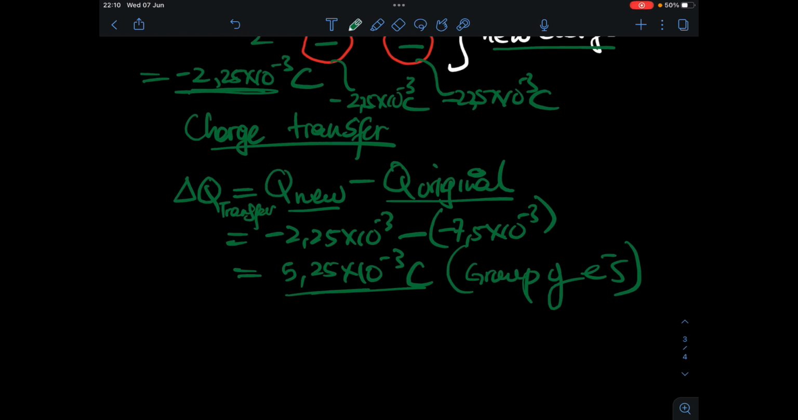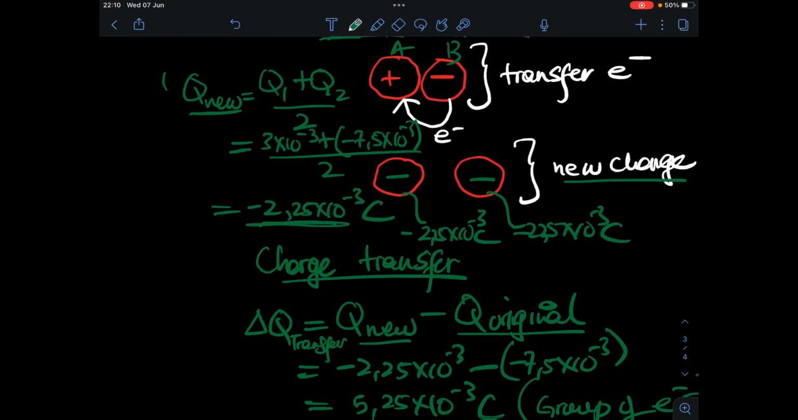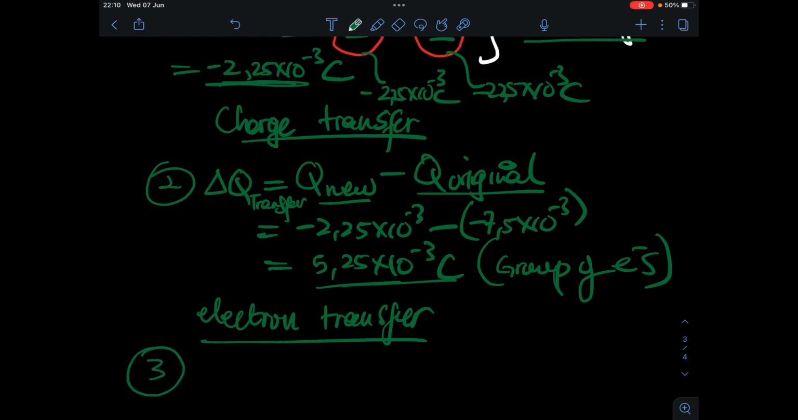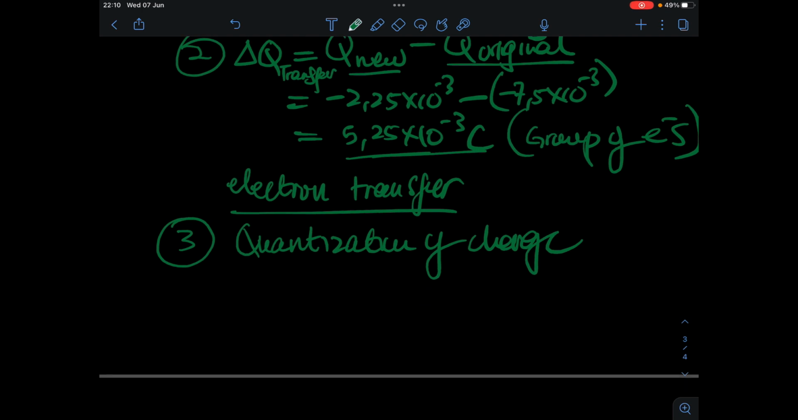So now, if the question was saying calculate the electron transfer, you were going to do this. The first step, the second step, and the third step. The third step is going to be what? A quantization. When they want electron transfer, you're going to do the quantization of charge. Quantization of charge is the formula that I've shown you above. It's N is equal to Q over q.